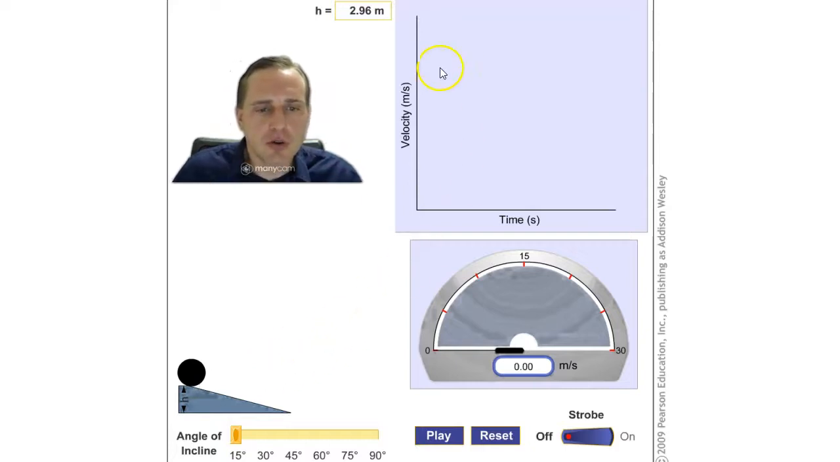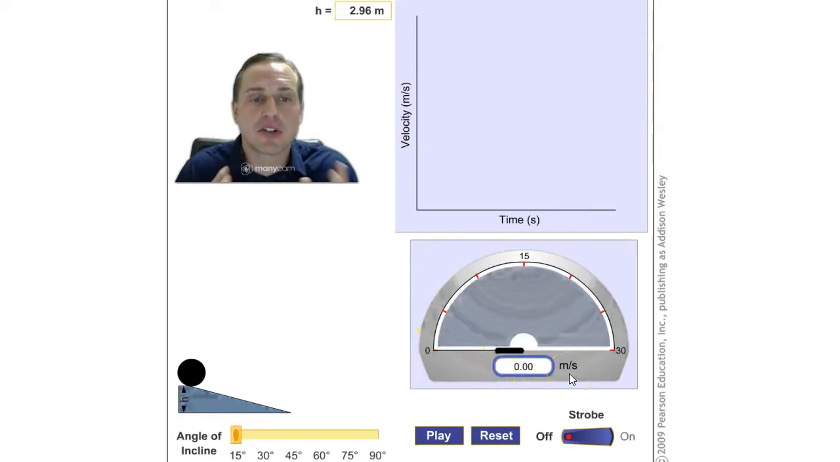Let's also assume we have the velocity versus time graph plotted here. Velocity is on the vertical axis and time is on the horizontal axis. And we're also going to show here the velocity of the ball in terms of like a speedometer, but this will be in meters per second. What we can do is we can control the angle of the incline of this inclined plane and then measure what the height of the ball is before we release the ball.